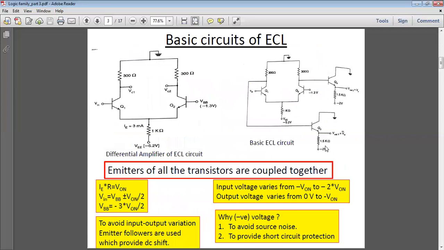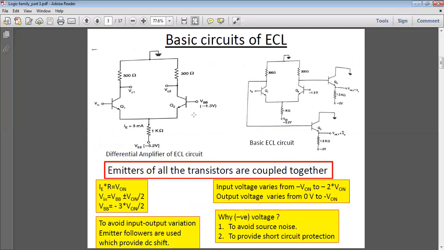The basic circuit of ECL. Basically, the ECL configuration is like a differential amplifier. Here, two transistors are coupled. Why is it called emitter coupled? Because the emitters of all the transistors are coupled together. So here, the input transistor Q1 and Q2, both emitters are coupled together and connected to a negative voltage of minus 5.2 volt. So it basically gives minus VE and provides a constant current source of about 3 milliampere.